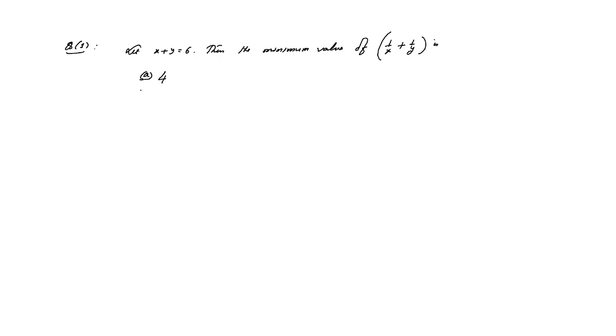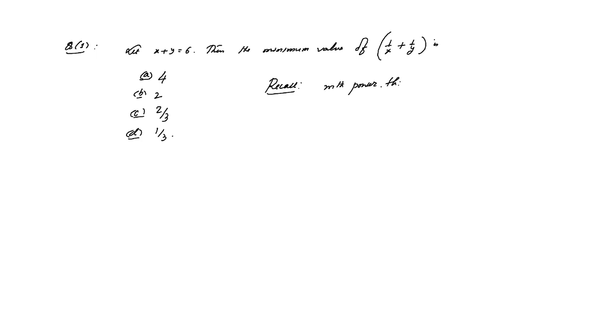The first option is 4, the second option is 2, the third option is 2 by 3, and option D is 1/3. For solving the question, we can use the mth power theorem. So first let us recall what exactly the mth power theorem in inequality is.